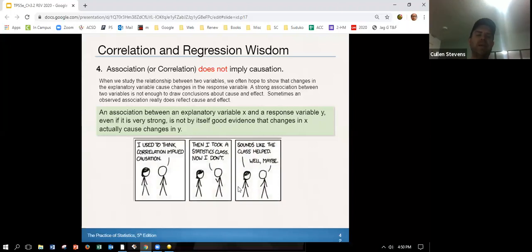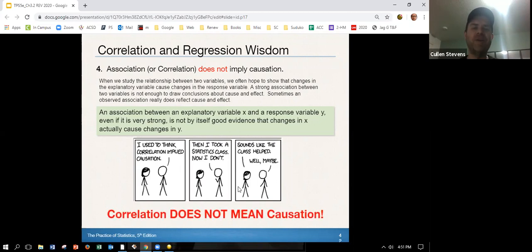I love this comic. I used to think correlation implied causation. Then I took a statistics class, now I don't. Sounds like that class helped. Well, maybe. Classic. Please remember, correlation does not mean causation.